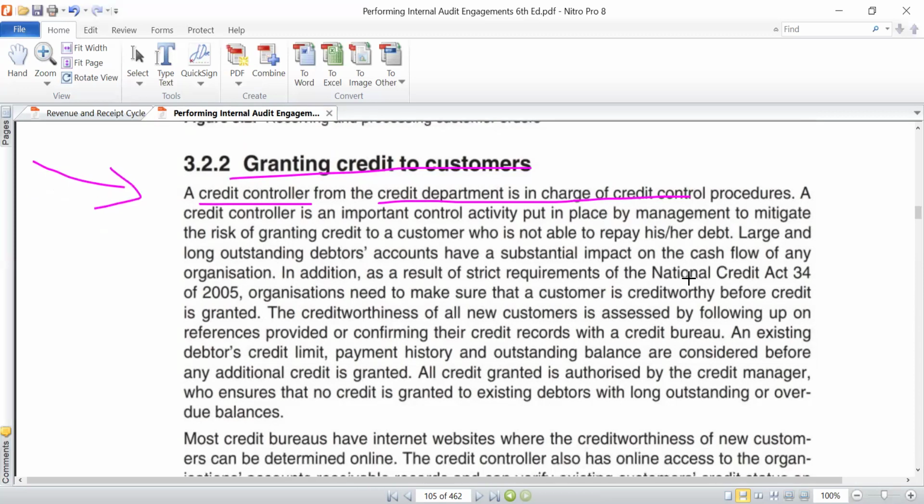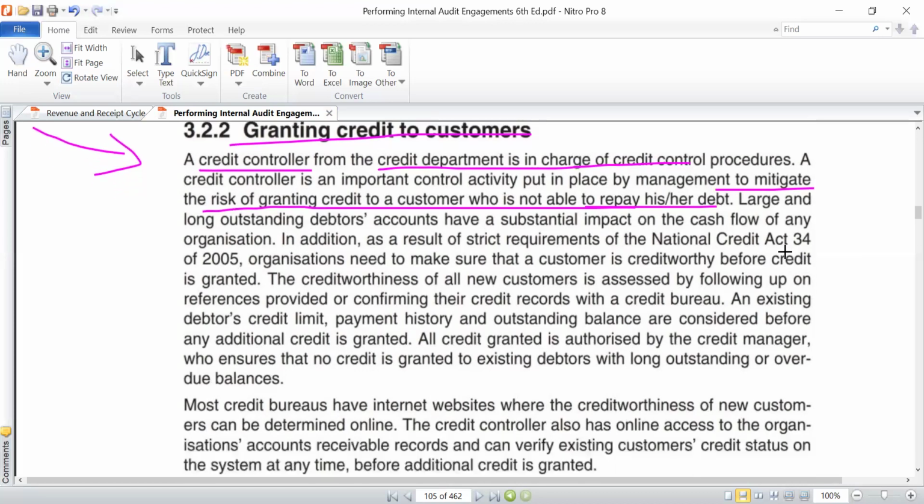Now I want you to also notice that the whole purpose of having this department is for them to help in mitigating credit losses, all right? To help mitigate the risk of credit losses. Credit losses from where? From granting credit to customers who cannot pay. So their purpose is to ensure that they mitigate, minimize, or control the risk of credit losses for the company, right?